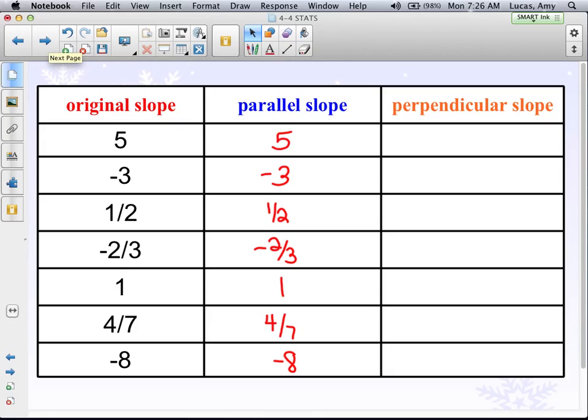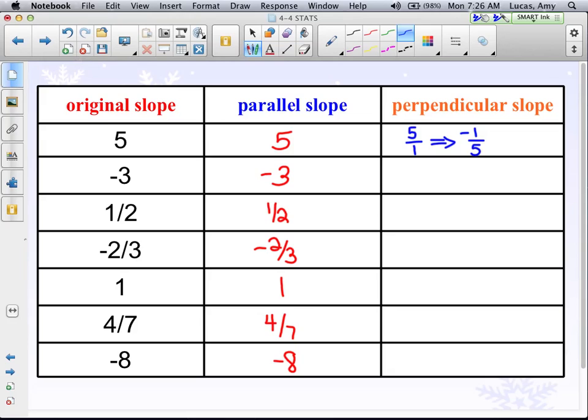Now, the perpendicular slope. Perpendicular slopes flip and change. So what that means is, if I take the 5 of my original slope and make it a fraction, I am going to have to flip the fraction over. So instead of 5 over 1, it's 1/5, and change the sign. So it started positive, now it's negative. So these are like opposite reciprocals. Their product, if you multiply together these two slopes, your product is always -1.